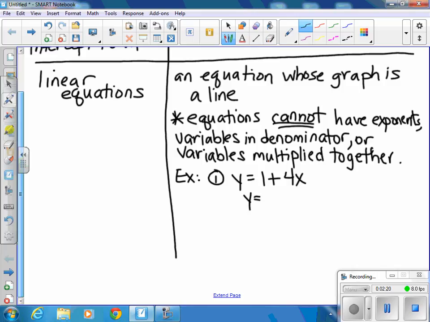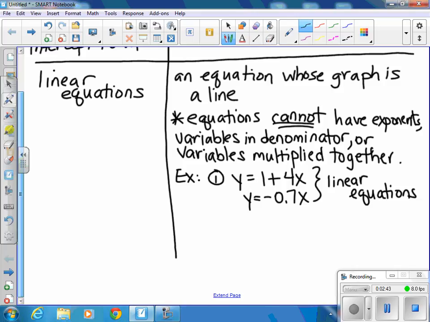If I have y equals negative 0.7x, you ask yourself the same three questions. Does it have exponents? Is the variable in the denominator? Are two variables being multiplied together? And again, your answer is no. So anytime you can say no to all three of those questions, these are examples of your linear equations. When you go to graph those, you will get lines out of each one of those.